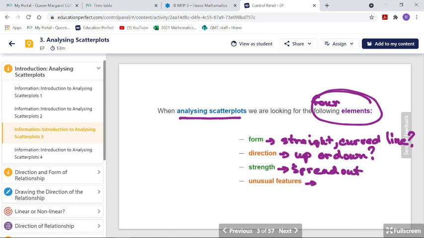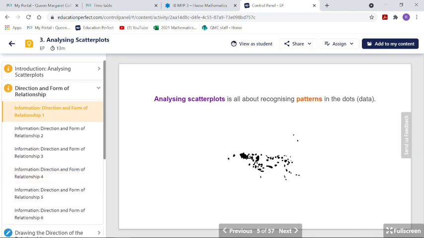And then finally, unusual features. We talked about this a little bit. These are the idea behind outliers, right? Things that don't fit with the rest of the data. And you're still going to be able to see some of these there. And we're going to talk about how we talk about these things and what we should be looking for, because there's a definite pattern for how we're going to describe these. And the first one we're going to look at is direction and the form of the relationship. So let's go there first.